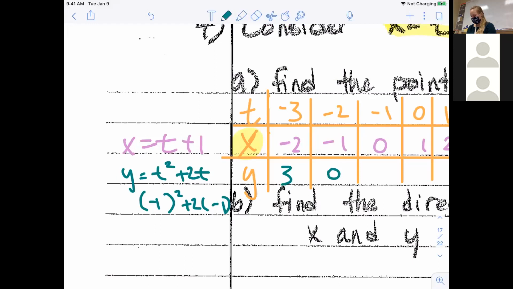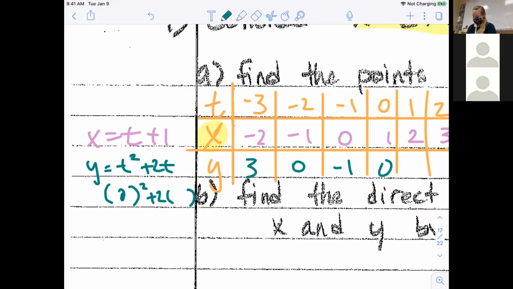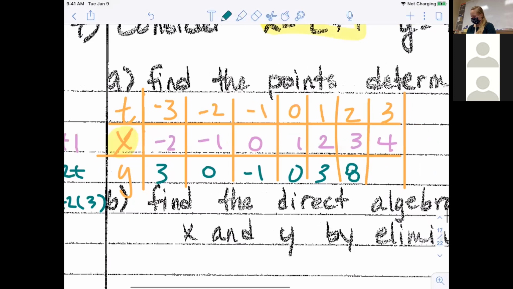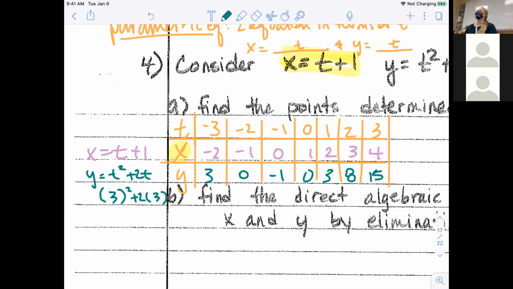1 minus 2 is -1. 0, well 0, yep, that's all zeros. 1 plus 2 is 3. 4 plus 4 is 8. And then 9 plus 6 is 15. Any more questions on how I got my x's or my y's?